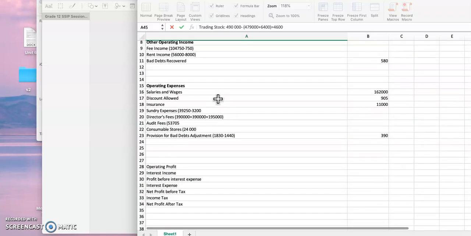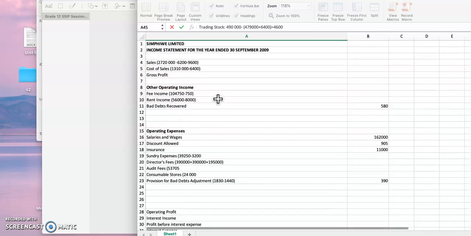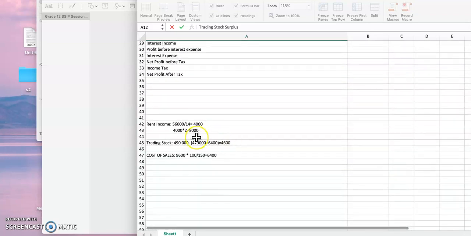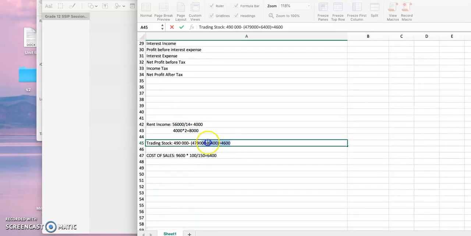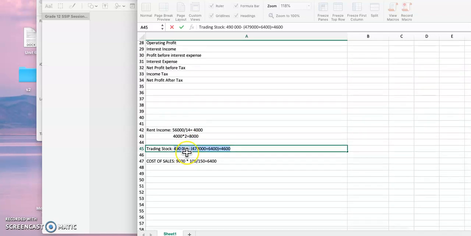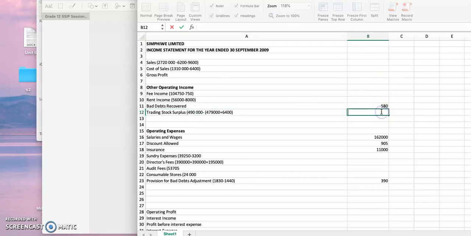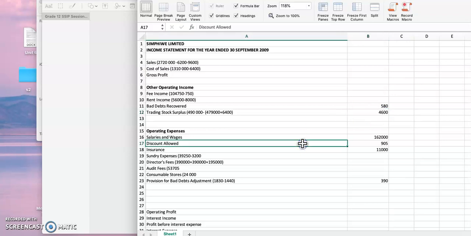So a surplus will go under other operating income, trading stock surplus, and you should include this calculation right here. So copy and paste that. So 4,600 Rand. Boom, so that's a surplus.